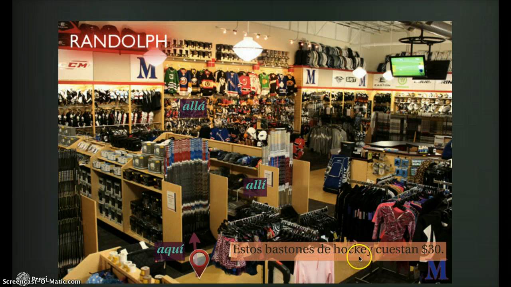Estos bastones de hockey cuestan $30. How about these over here? Or those, I should say, because they're further away, right? Esos son muy caros. Again, no accent, or yes accent, because I have no noun. Esos son muy caros. Those are too expensive, or more expensive. These cost $30. Estos bastones de hockey cuestan $30. Esos son más caros.